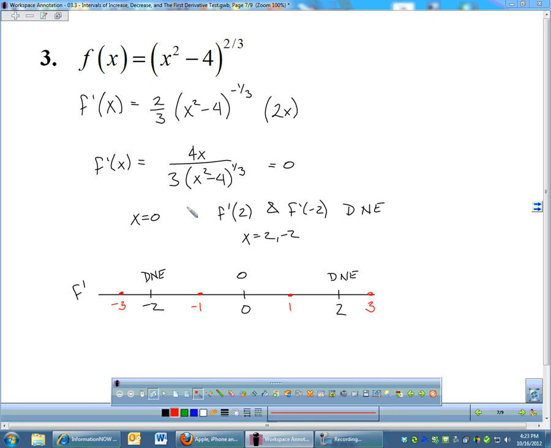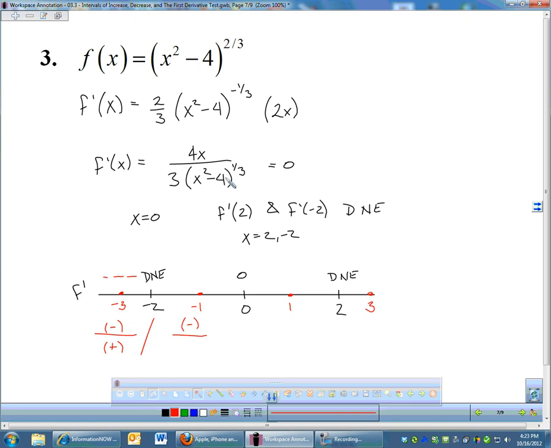If I plug in negative 3, 4 times negative 3 is negative. x squared minus 4 is always positive there, since negative 3 squared minus 4 is positive, and if you raise that to any exponent, it's still positive. So that part of the interval is negative. Plug in negative 1. 4 times negative 1 is negative. That'd be 1 minus 4, which is negative 3, to the 1/3. You can do that, and that would be a negative number, the cube root of a negative number. So negative divided by negative.